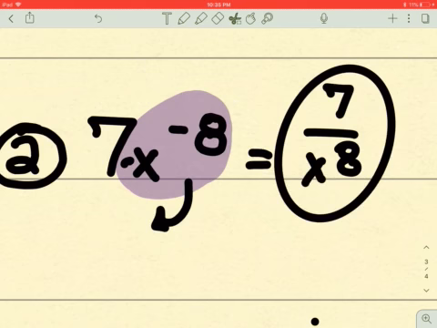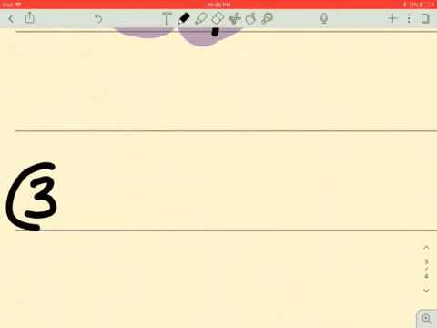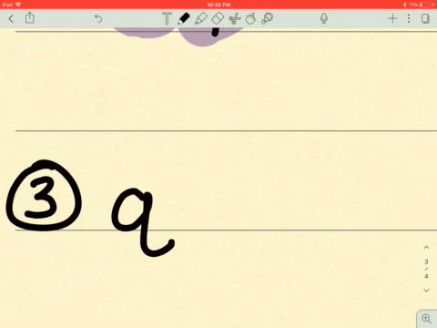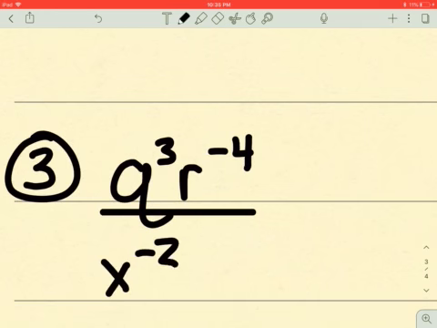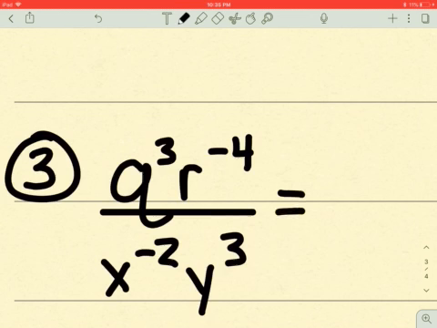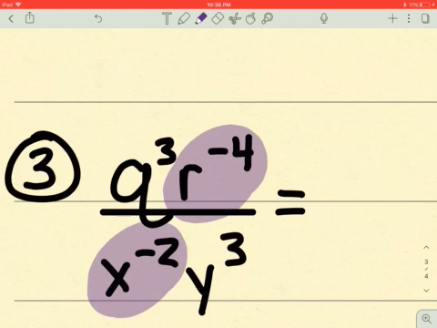Let's do another example. Say I have q to the 3rd, r to the negative 4th, over, say, x to the negative 2nd, y to the positive 3rd. So my whole goal here is just to rewrite this with positive exponents only, and I can make it positive by swapping what side of that fraction bar it's on. So I see 2 negative values here. I have a negative 4 as an exponent there and a negative 2.